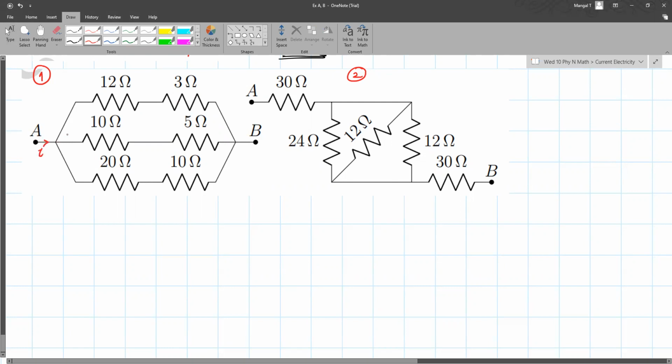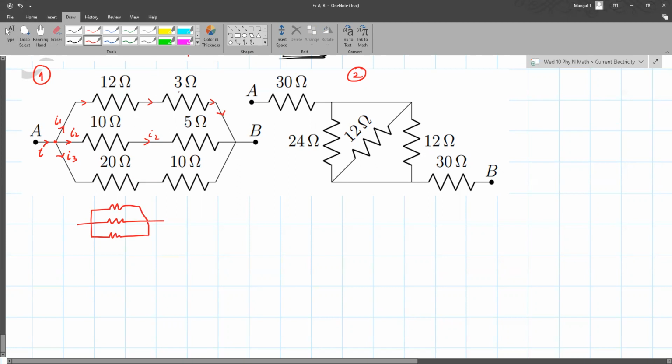We have current I, and as you can see at this junction, the current is getting divided into 3, I1, I2, I3. And this same current I1 flows through these two resistors. Okay, so that means these two are in series. I2, the same current I2 flows through these two. So 10 and 5 are in series, and 20 and 10 are in series. So effectively, we have 3 resistors in series.